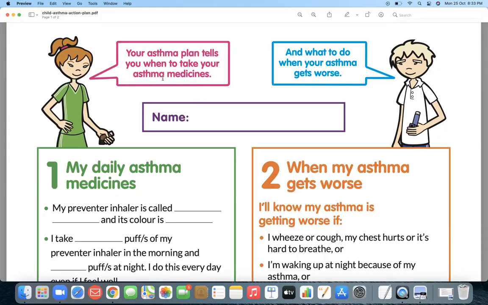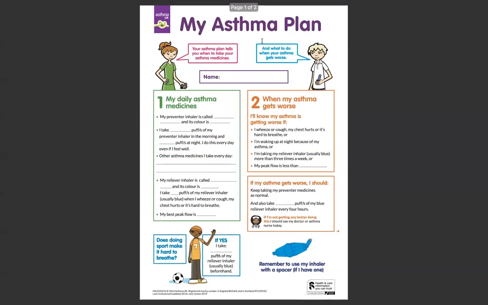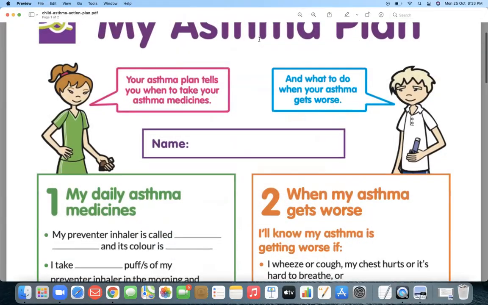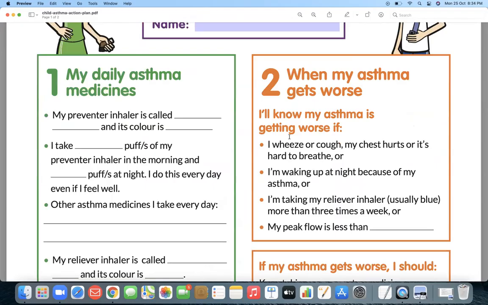And yeah, in the asthma action plan, what will usually be there? See here, my asthma plan. Okay. So your asthma plan tells you when to take your asthma medicines and what to do when your asthma gets worse. So it will tell about your medicine and asthma. The name of the child will be written here. So my daily asthma medicines will be written, and they should carry it with them always. Maybe in the schools also it may help.